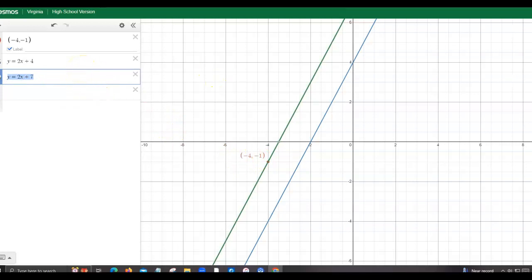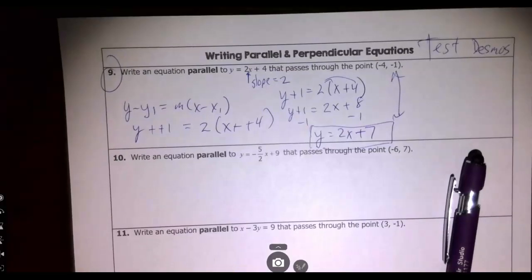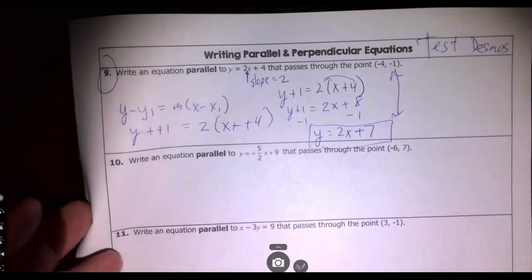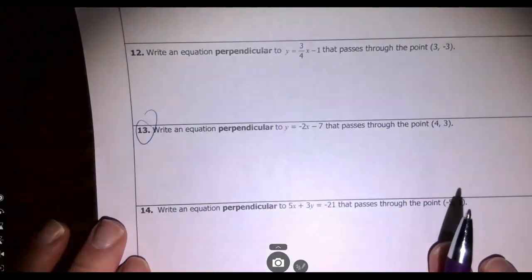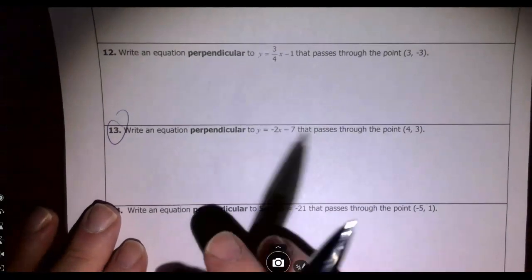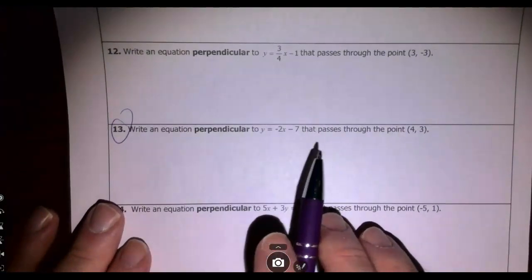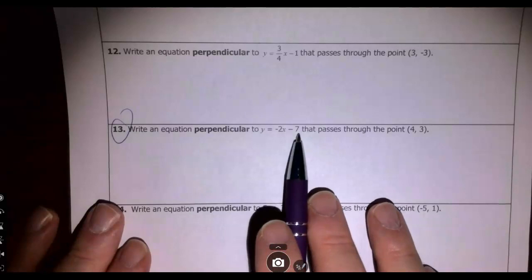Alright, so now let's go back. Let's see if I can figure out how to get back. Alright, so next thing we're going to do is a perpendicular one. I picked number 13. So 13 says I need a perpendicular to this line.